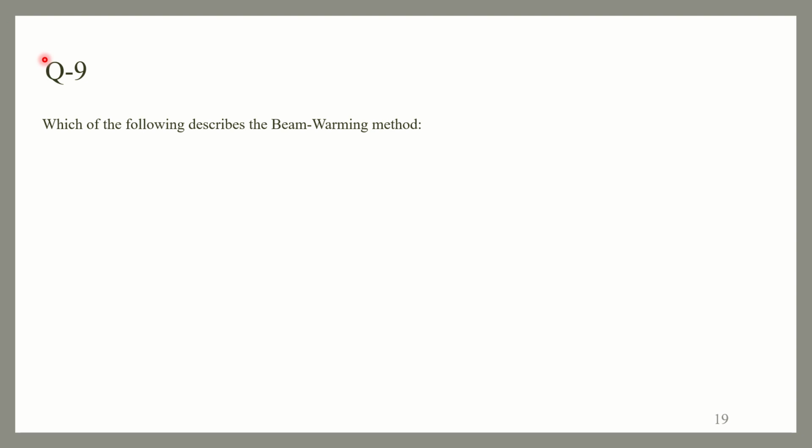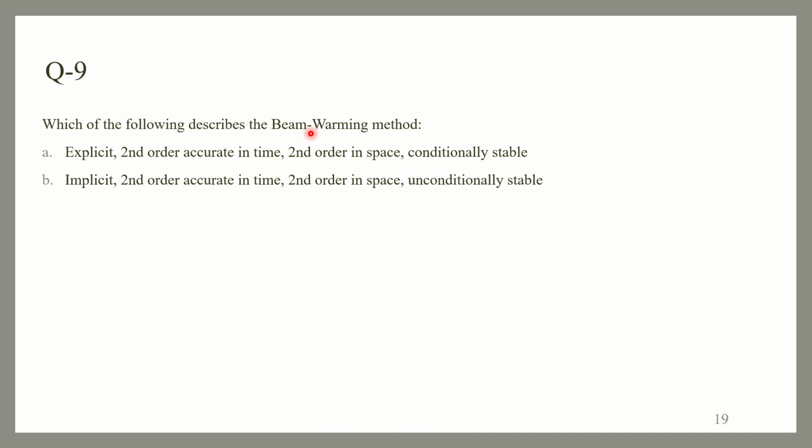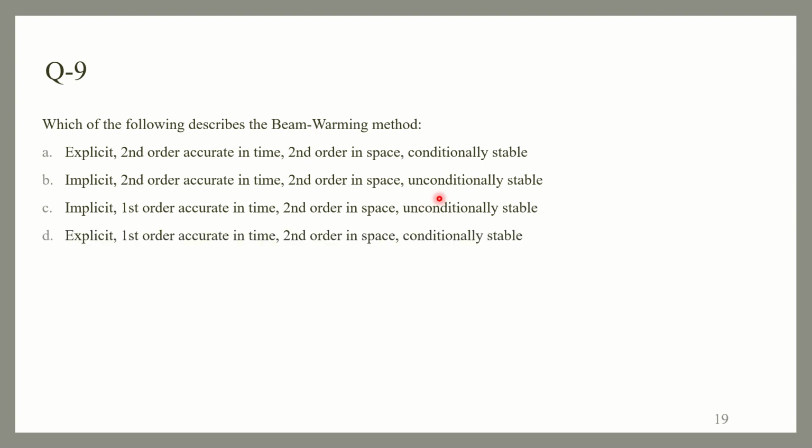Question 9 asks which of the following describes the Beam Warming method. Option A, explicit, second order accurate in time, second order accurate in space, conditionally stable. Option B, implicit, second order accurate in time, second order in space, and conditionally stable. Option C, implicit, first order accurate in time, second order in space, and conditionally stable. Option D, explicit, first order accurate in time, second order in space, conditionally stable.